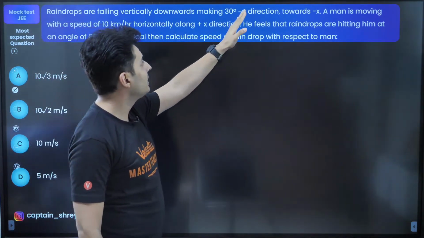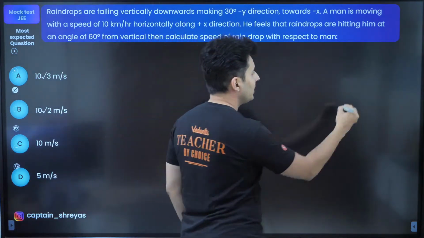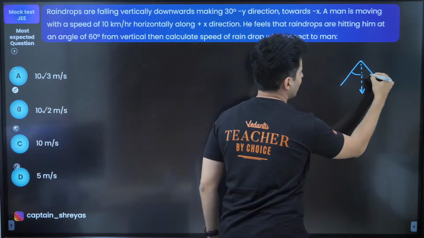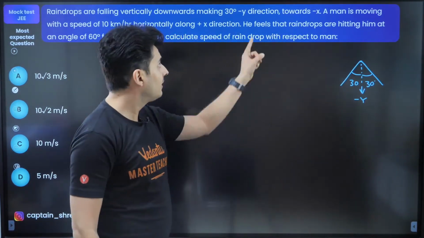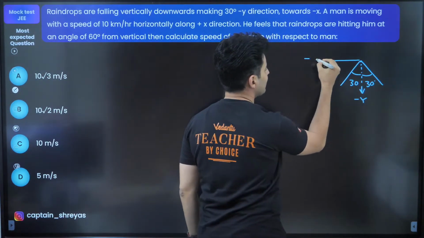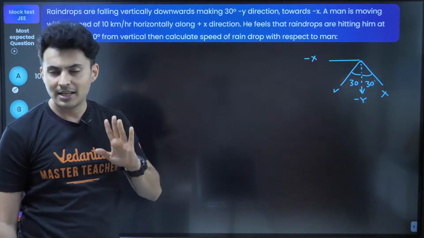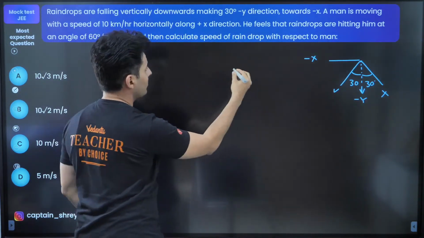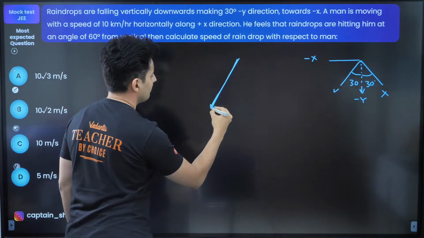Raindrops are falling vertically downwards, 30 degrees with negative y. Negative y is down. But remember, when I go down, I can make 30 degrees here also, or I can make 30 degrees here also. So which of them will be correct? Read the question carefully. Towards negative x. So if this is negative y, obviously this is minus x. So this is the correct one, this is the wrong one. That's how I chose the direction. Everybody clear? Okay.